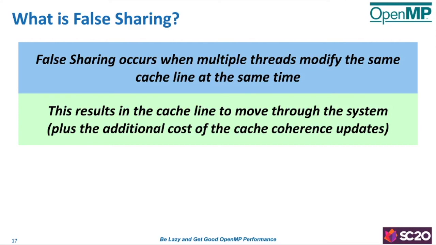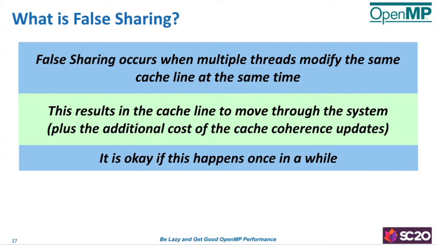There's an additional cost. Each cache line has status bits. There's a cache coherence protocol that explains what states there are and how you transition between states. Updating those bits takes a little bit of time, but that's a secondary issue compared to the line ping-ponging through your system. That's the biggest thing to worry about.